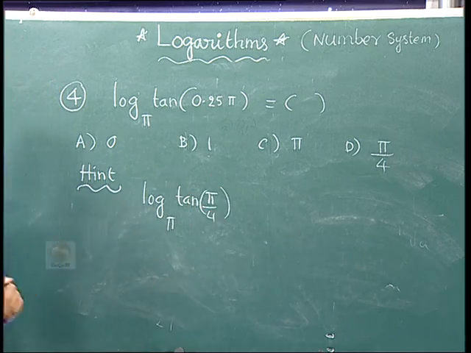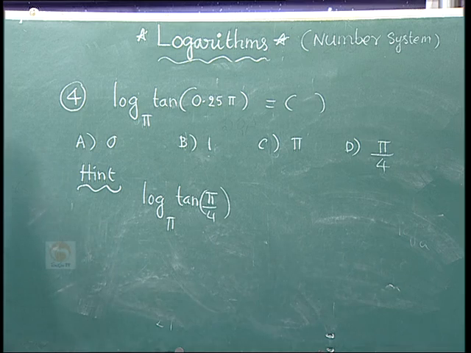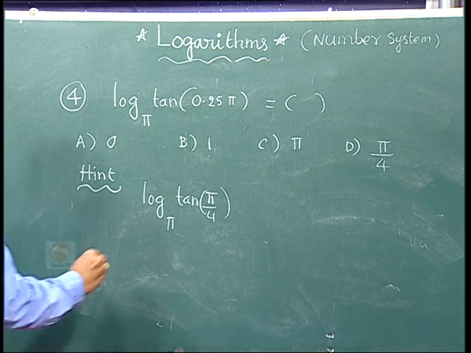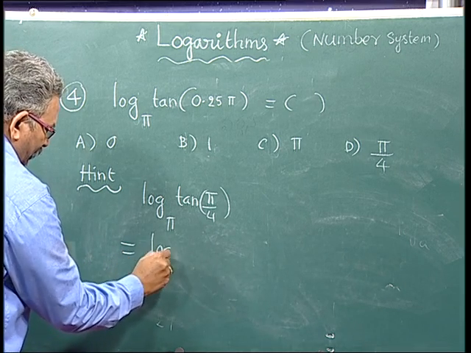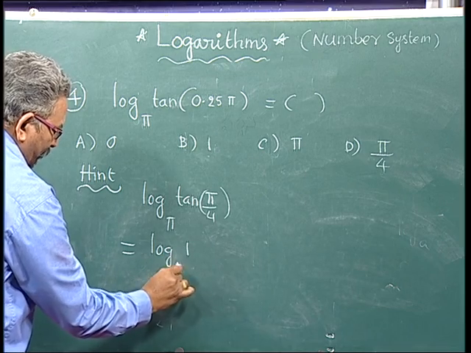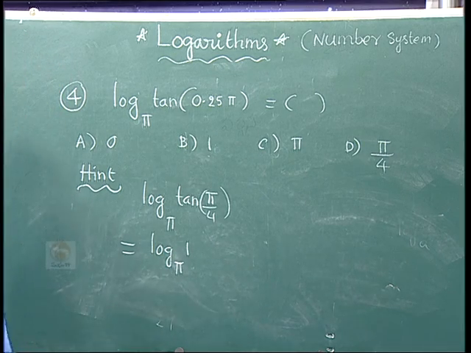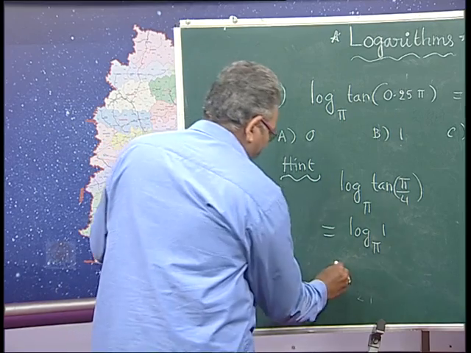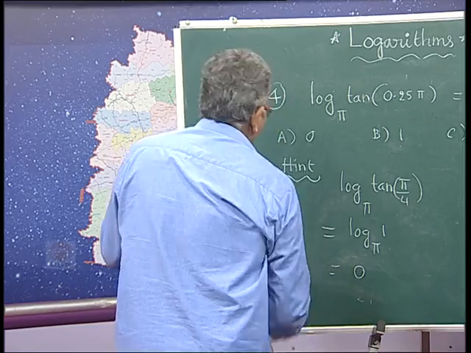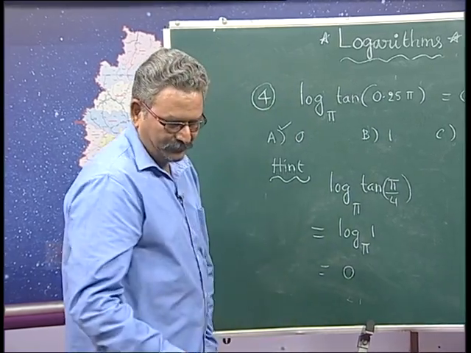Tan 45 degrees from trigonometry is nothing but 1. So, this is equal to logarithm of 1 to the base 5. What is the answer? Yes, the answer is 0. So, first option.